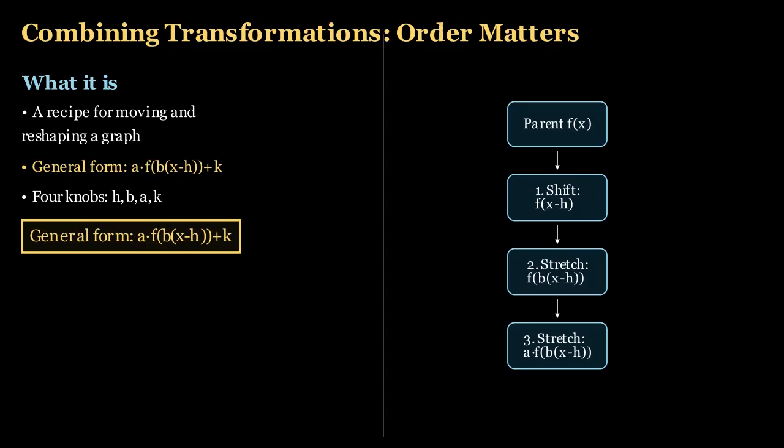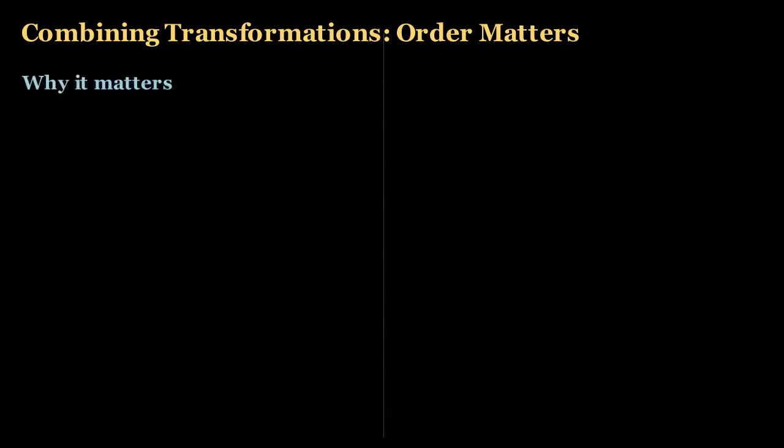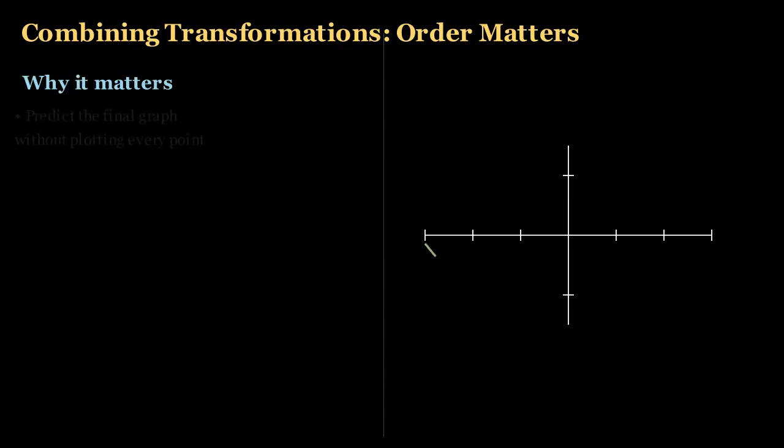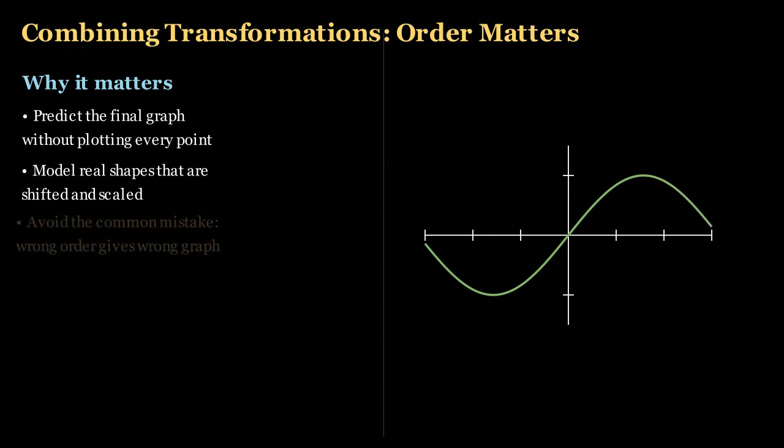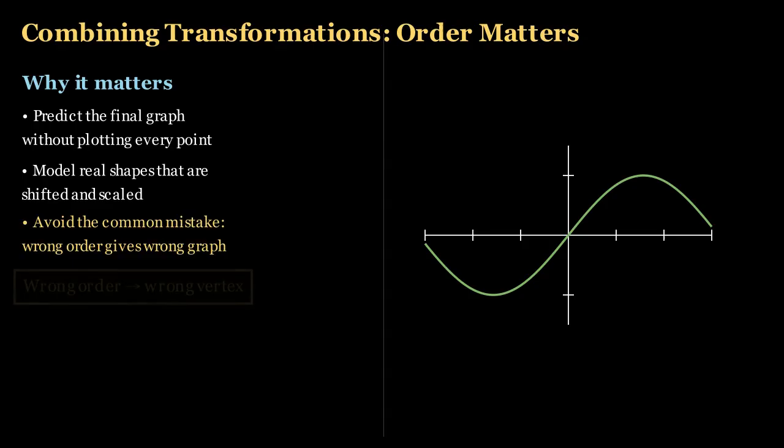You might wonder, why not just take the parent function, pick a bunch of x values, apply all the changes to each point, and plot them? You could, but that is slow, and it does not give you a feel for the whole shape at once. The real power of this recipe is that it lets you look at an equation and instantly picture the final graph in your mind. It also matters because the real world is full of shapes that are shifted and scaled versions of simple curves. A satellite dish is a shifted and stretched parabola. A sound wave picked up by a microphone is a shifted and scaled sine wave.